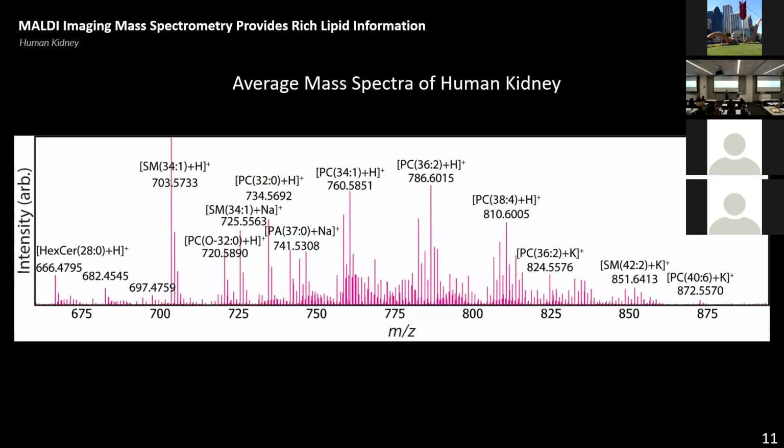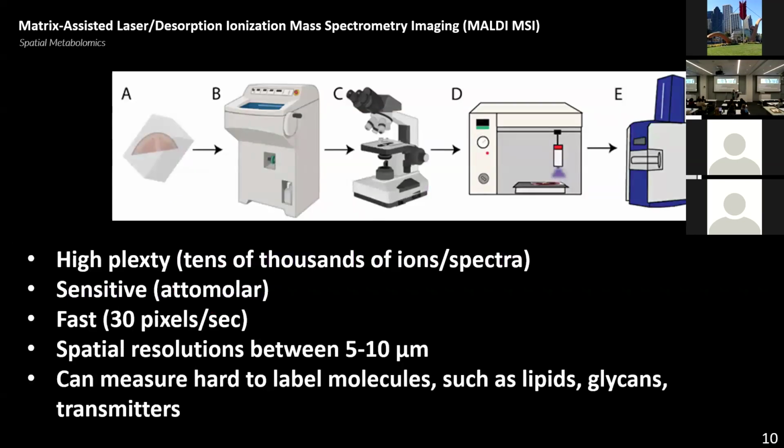Our spatial resolutions are between 5 to 10 microns, but I'll teach you how to cheat a little bit so we can go lower there. And we can measure things that are hard to label, like lipids or glycans or neurotransmitters, glycogen, things that there's no antibodies for, they're not natively fluorescent.